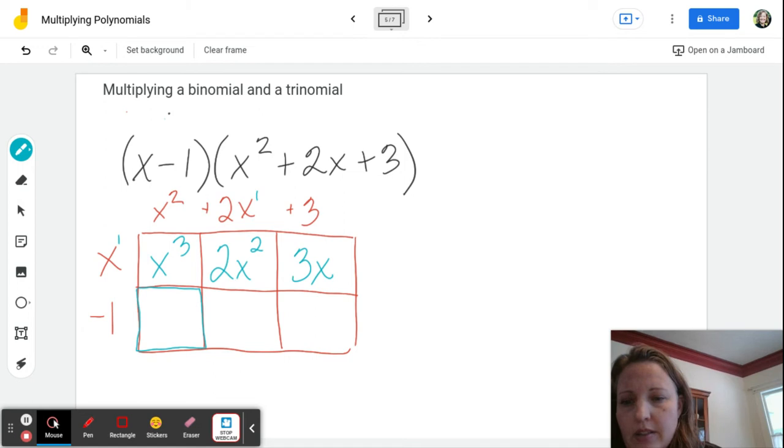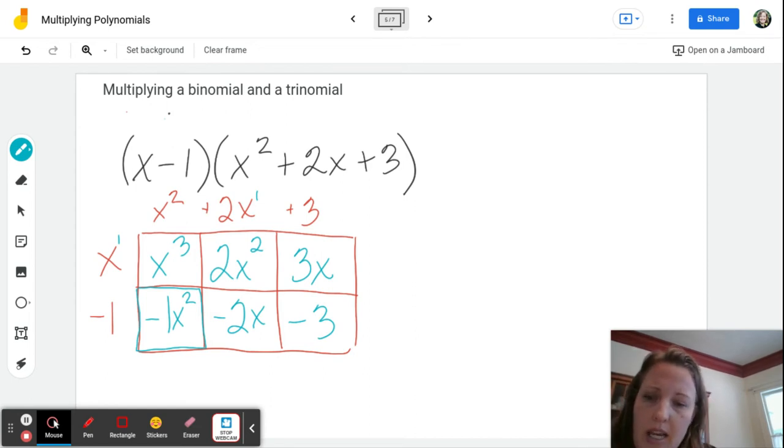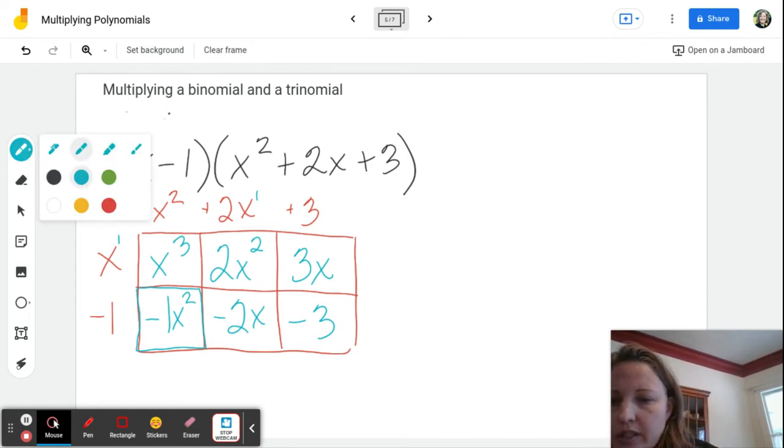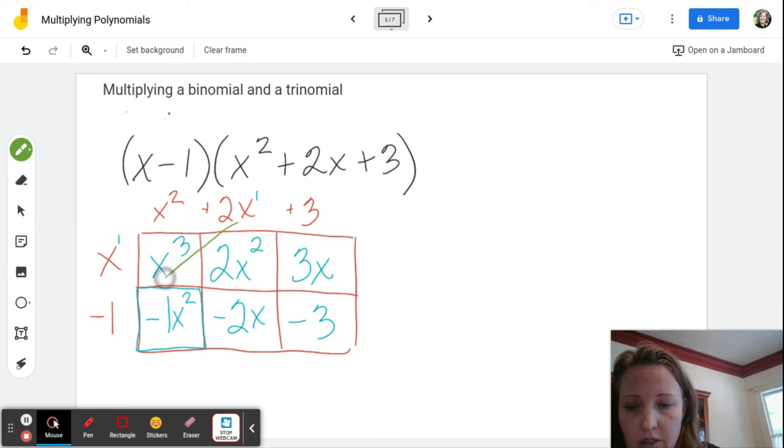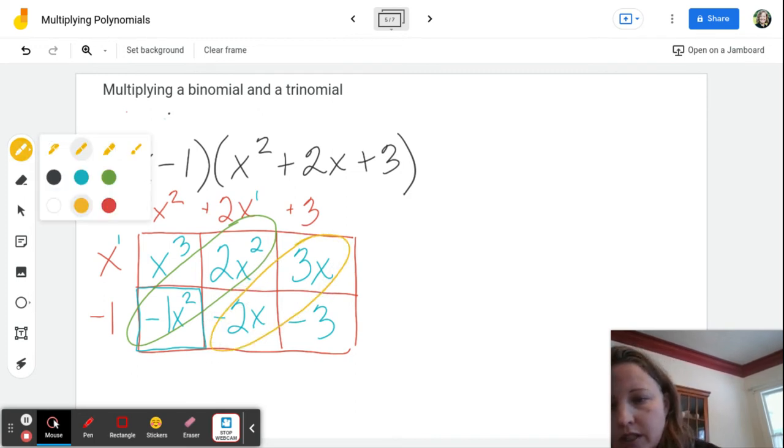Okay. So x squared times negative 1. That's negative 1x squared. Okay. So negative 1 times a positive 2x is a negative 2x. And a negative 1 times a positive 3 is a negative 3. So I've filled in my boxes. Now I go back and I look to see if I can combine any like terms. And they're going to be diagonal like it was for the binomials. So we have these like terms. And then I have these like terms.